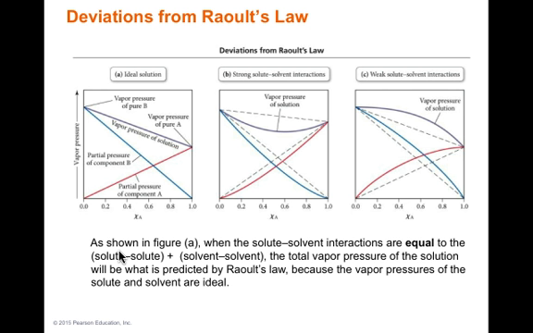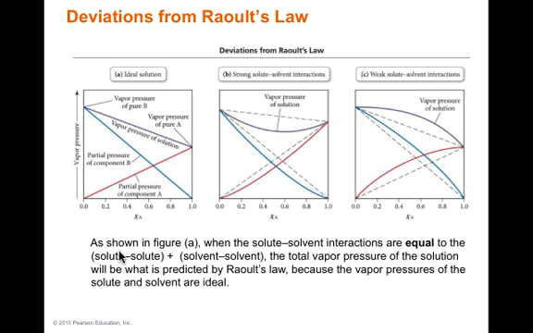Let's consider three cases. In Figure A, vapor pressure is plotted along the y-axis and mole fraction of volatile liquid A is plotted along the x-axis. When the mole fraction of liquid A is 0, only liquid B is present and the vapor pressure equals the vapor pressure of pure liquid B. When the mole fraction of liquid A is 1, only liquid A is present and the vapor pressure equals the vapor pressure of pure liquid A. Between those 2 points, a solution of liquids A and B is present.